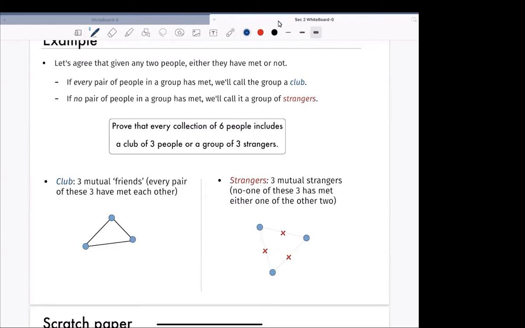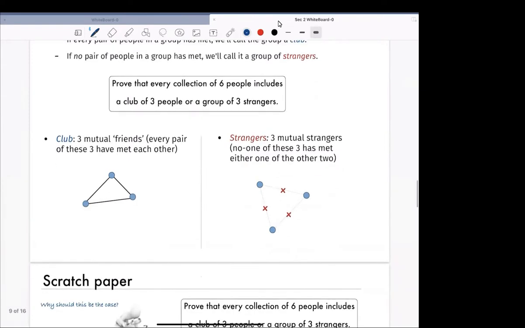Now, what do I mean by mutual friends? What does that mean? 3 people are mutual friends. Okay, so let's call that a club, I guess, another piece of terminology, or a clique, it's sometimes called. Here are 3 dudes, okay, and let's draw a connection between the 2 if they have met, and not draw a connection between the 2 if they have not met.